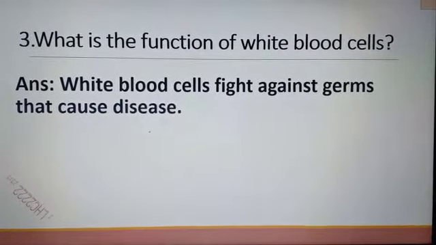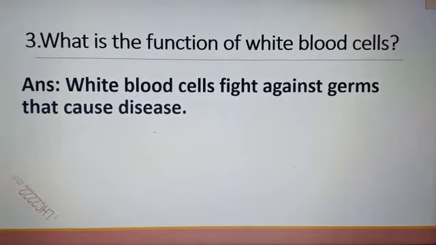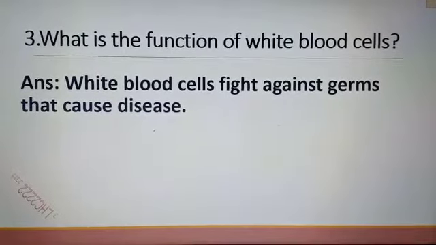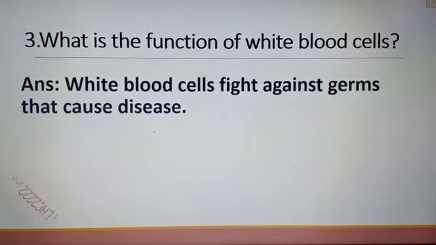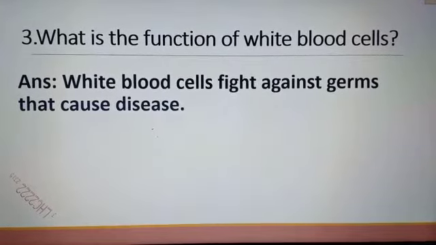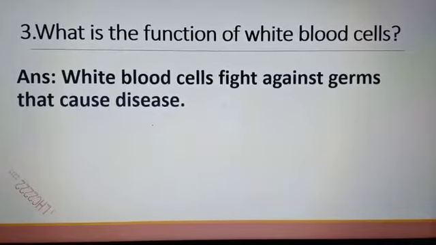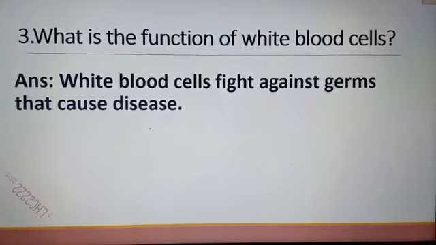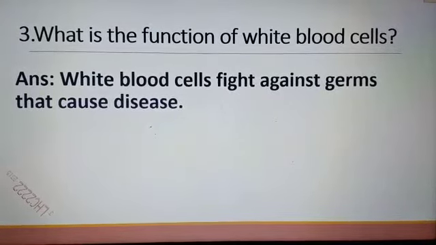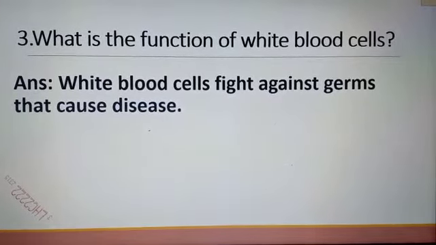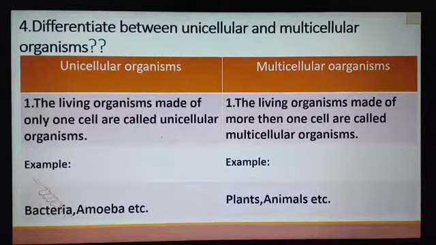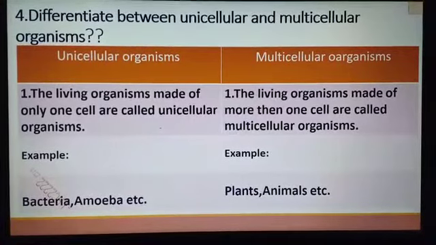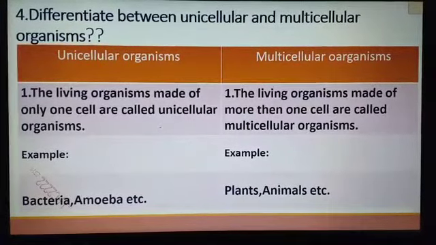Third question is, what is the function of white blood cells? Answer is, white blood cells fight against germs that cause diseases. So, in our body, white blood cells are present to kill the germs and cure the disease, to keep us healthy and fit. So, question number 4 is, differentiate between unicellular and multicellular organisms.